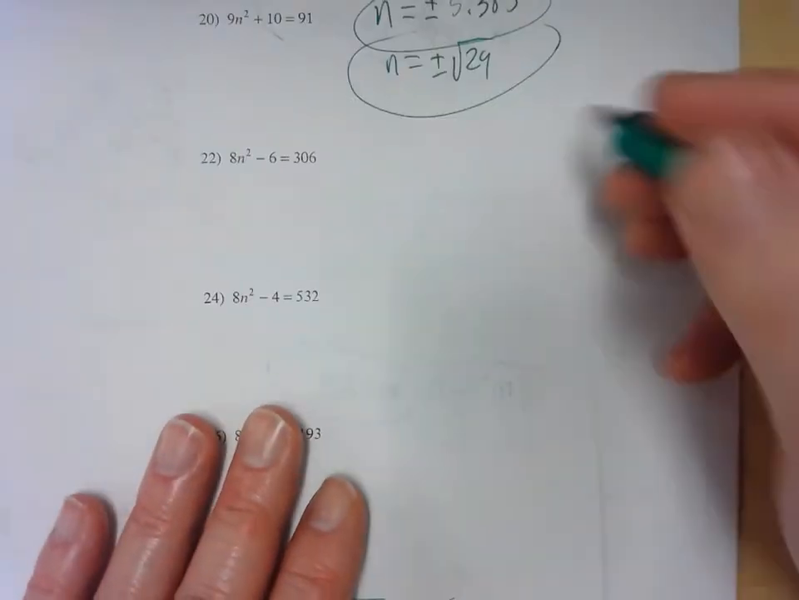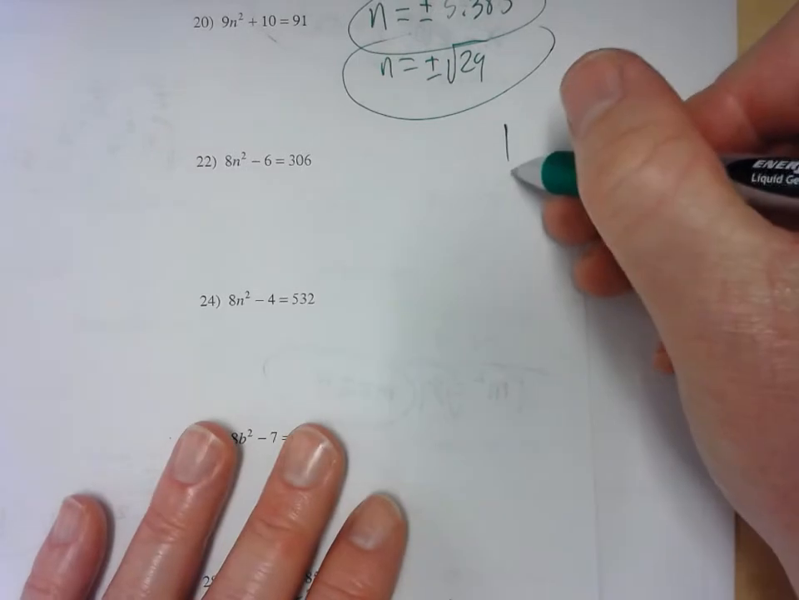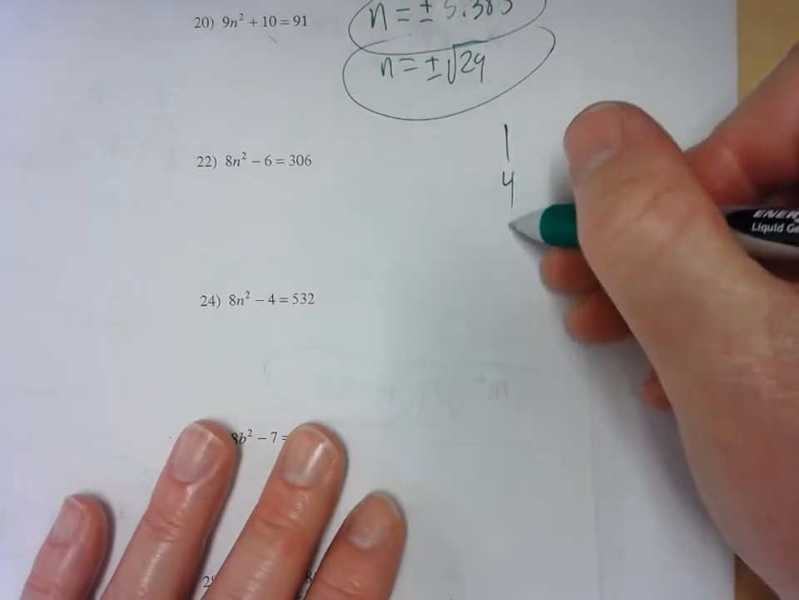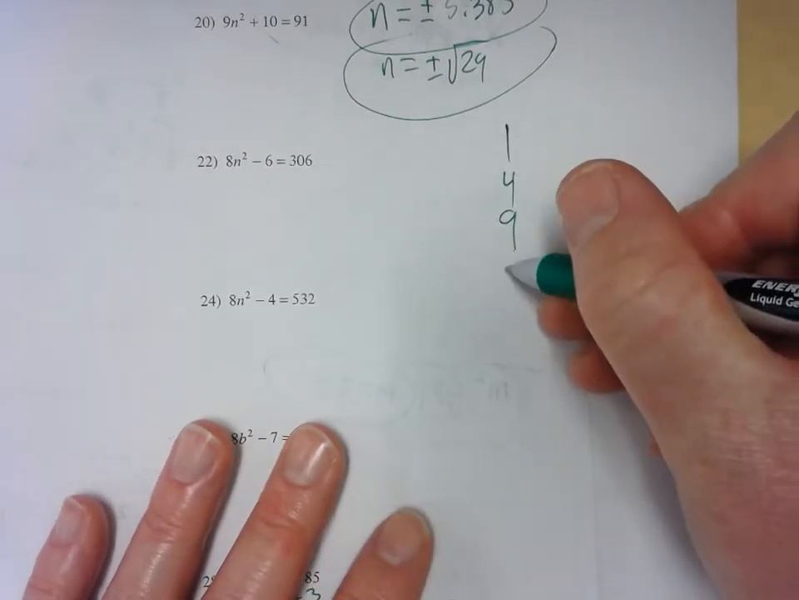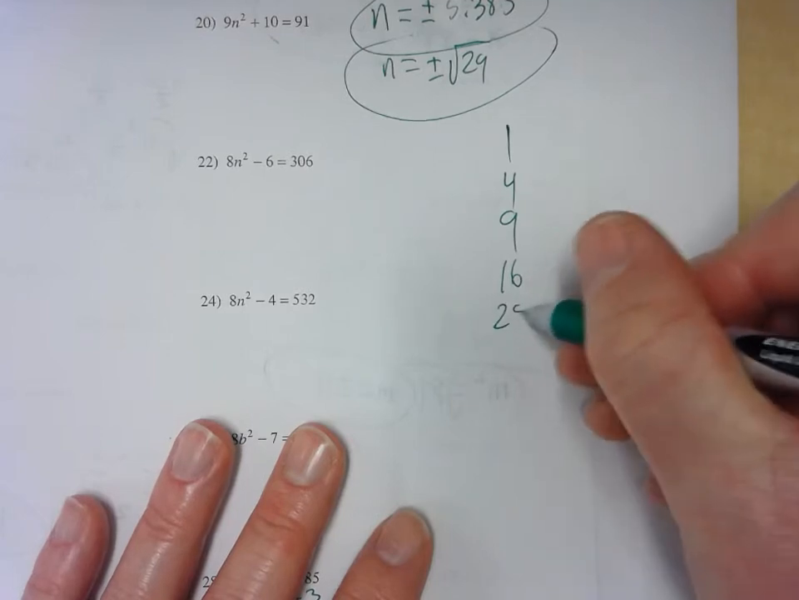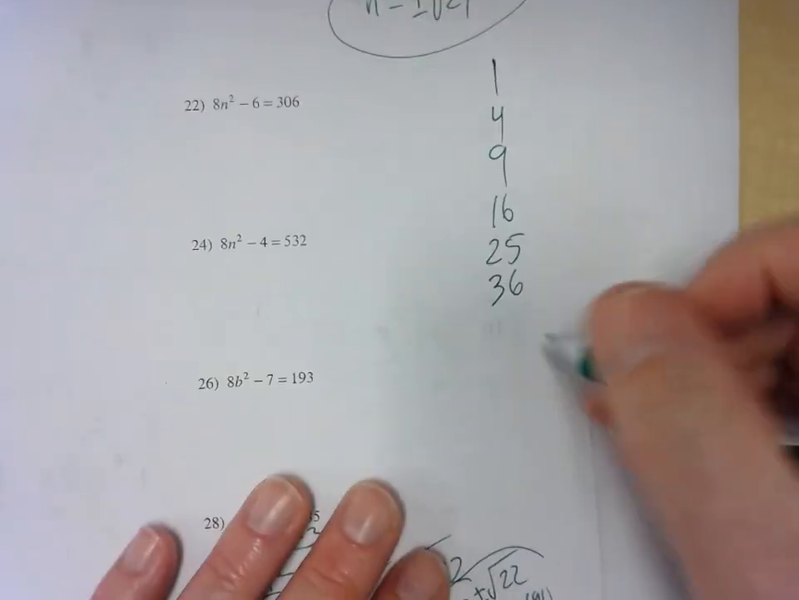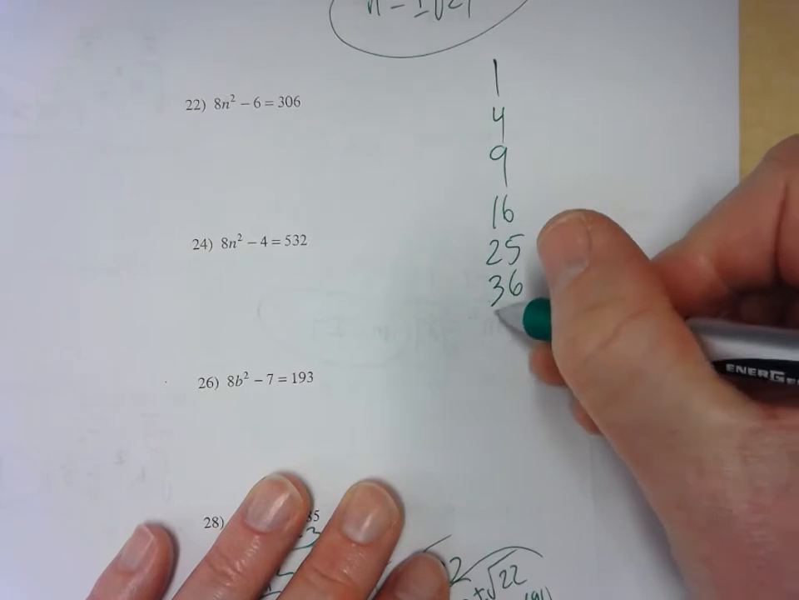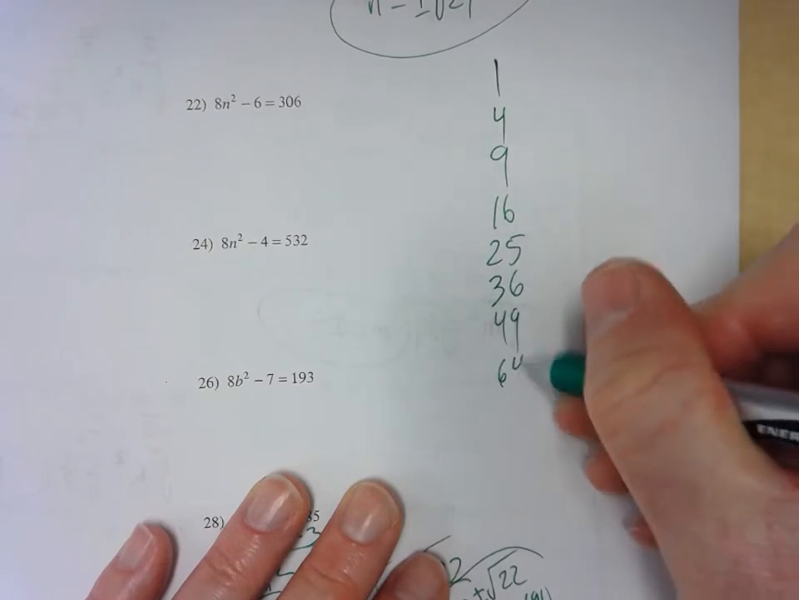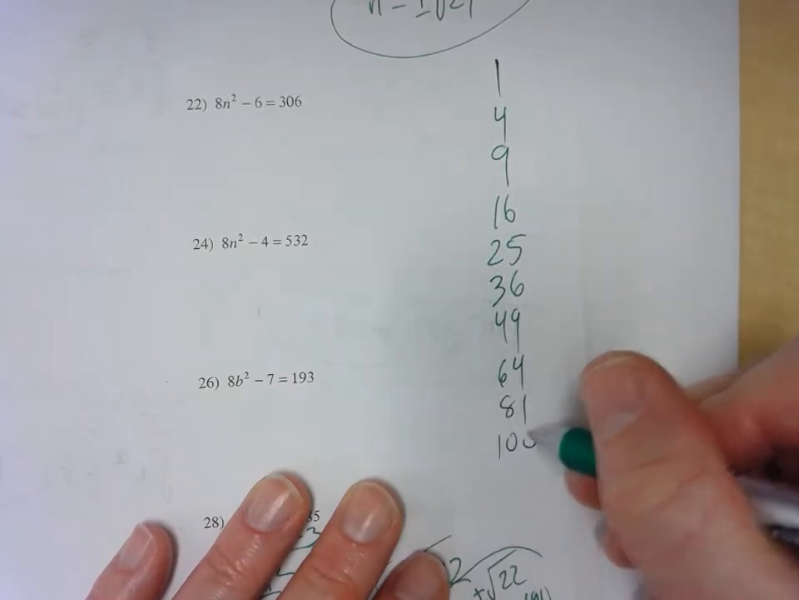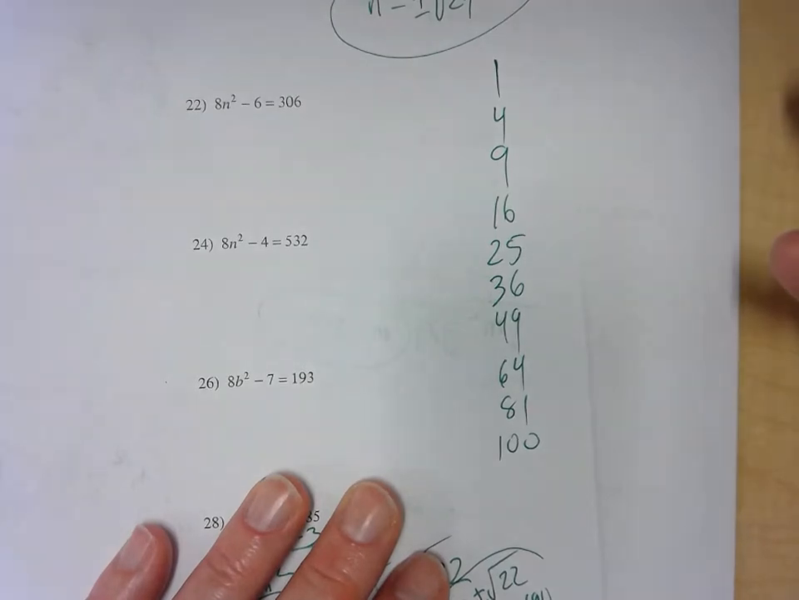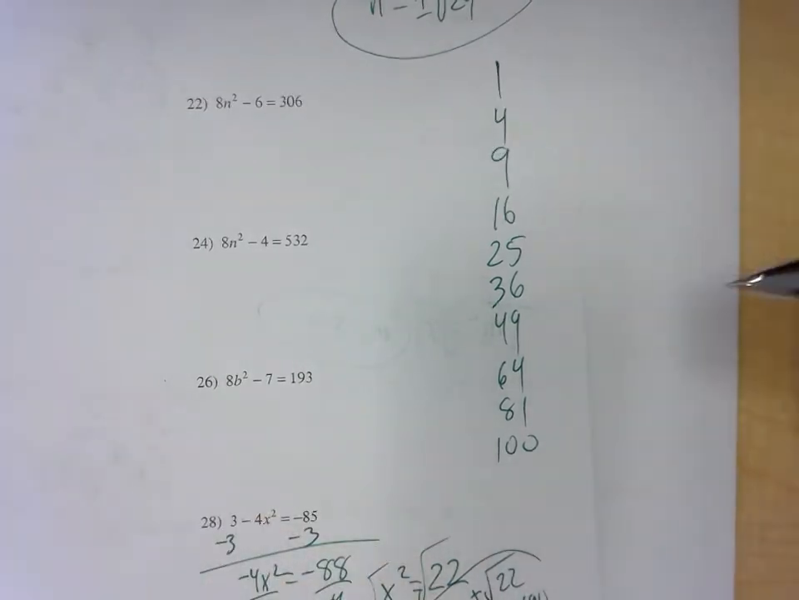So your perfect squares, remember, are 1 times 1 is 1, 2 times 2 is 4, 3 times 3, 4 times 4, so 16, 25, 36. They're on your yellow paper, of course. 49, 64, 81, and 100. And those are all the perfect squares up to 100. And those are the ones that you're probably going to see the most. So those are your perfect squares.